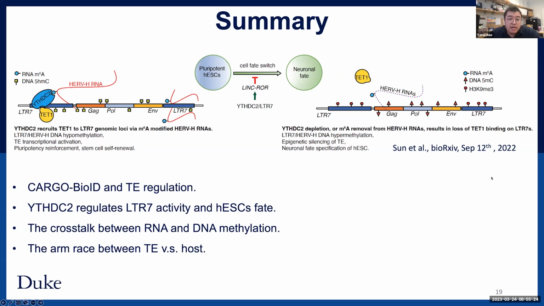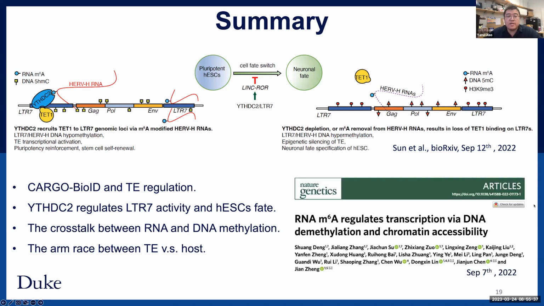In the interest of time, I do not show all the data, but you can find more details about this work from the bioRxiv preprint that we deposited last year in September. I'd also like to mention that when our paper was under review, another paper was published in Nature Genetics reporting the crosstalk between RNA m6A and DNA methylation. So I think the crosstalk between transcriptome, epitranscriptome and epigenome will be an interesting direction to further explore.